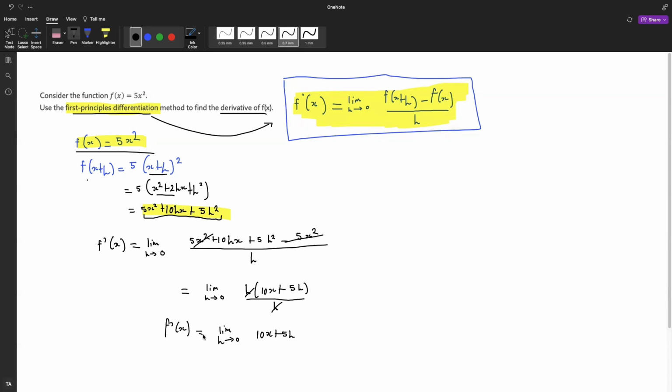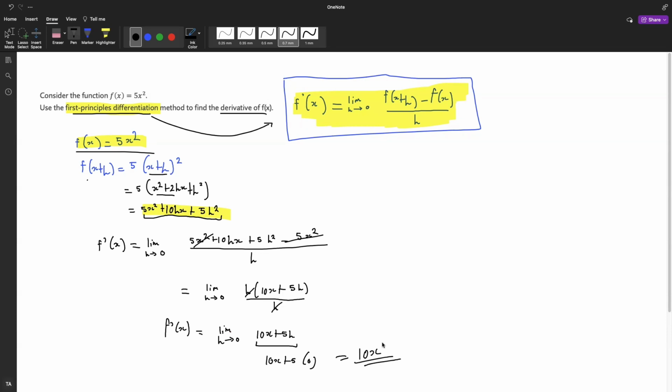And this limit of h goes to 0 just means that our actual derivative is going to be, as h gets closer and closer to 0, what value does our derivative get? So if we sub in h equals 0 here, our value is just going to be 10x + 5 times 0, which is just equal to 10x. So basically, the derivative of our function f(x) is equal to 10x.